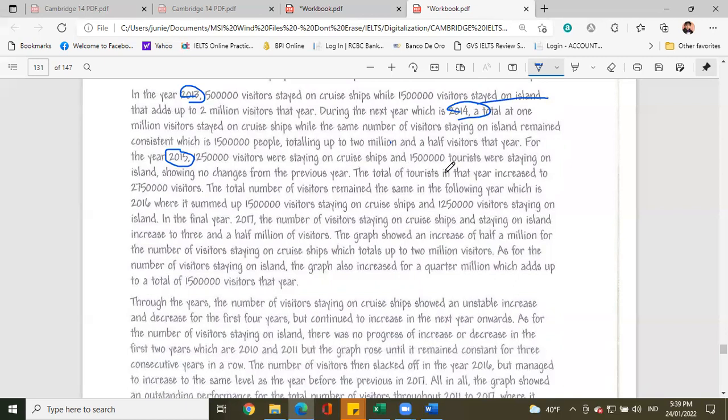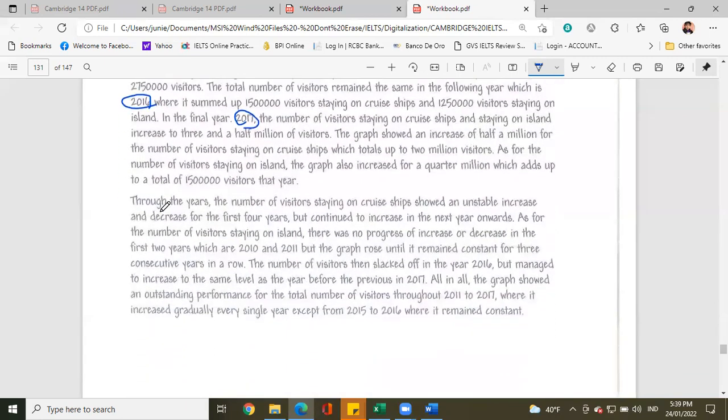The total of tourists in that year increased to 2.723 million visitors. The total number of visitors remained the same the following year, which is 2016, where it summed up to visitors on cruise ships. And oh my God, in the final year, 2017, the number of visitors staying on cruise ships and staying on island increased to 3. The graph showed an increase of 500,000 for the number of visitors. Ay, exhaust ako. Ito na yung overview, haba.